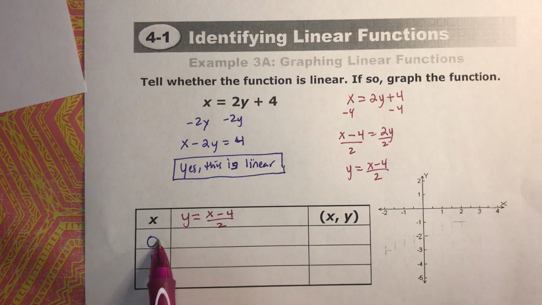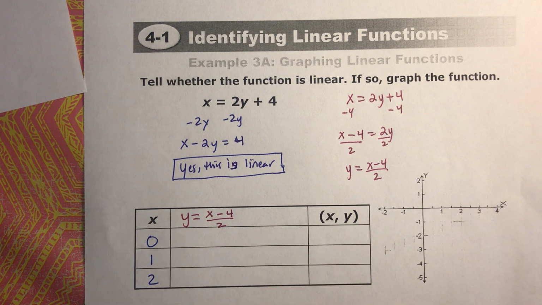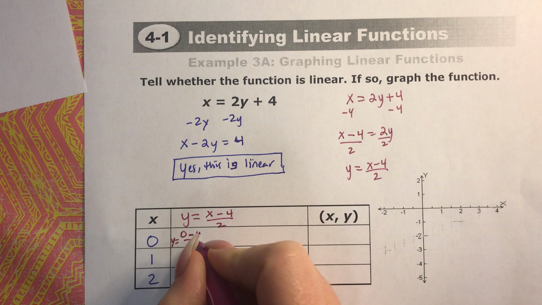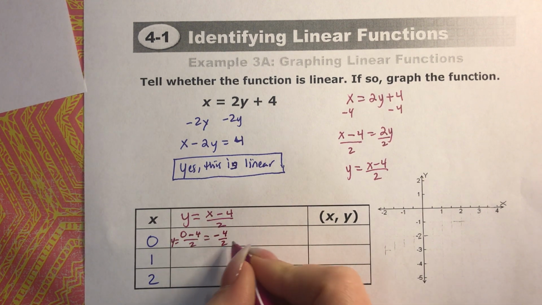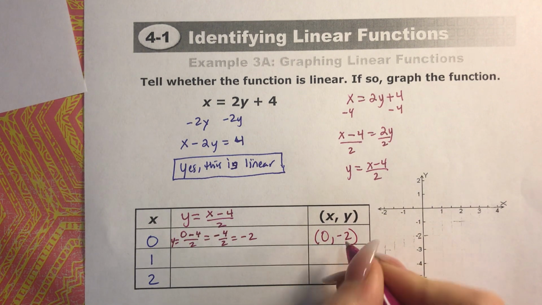So then I'm just going to stick 0 in and figure out what those y values are so I can plot some ordered pairs. So I'm just going to go 0. Well, this is y equals 0 minus 4 all over 2. Simplify the top, we get negative 4 over 2, which equals negative 2. So that gives me the ordered pair 0, negative 2.